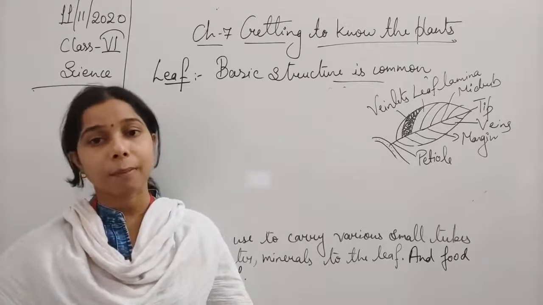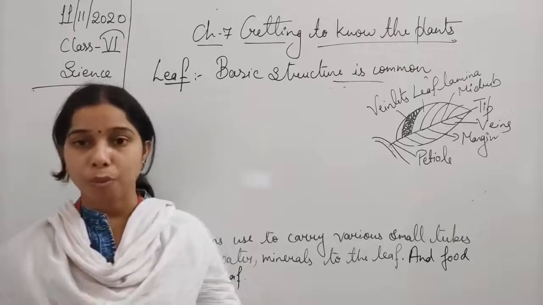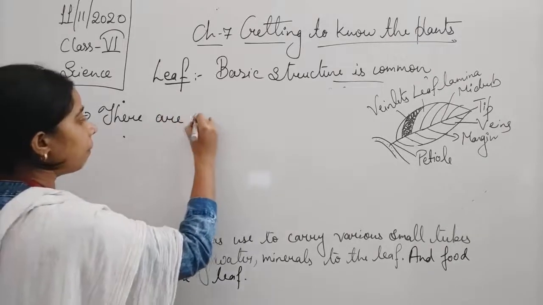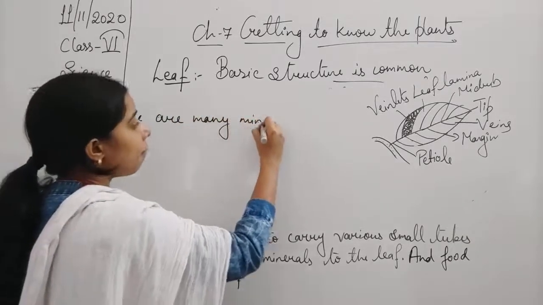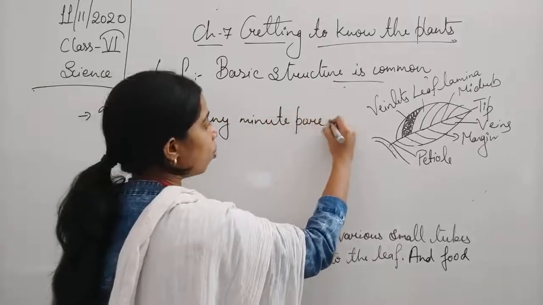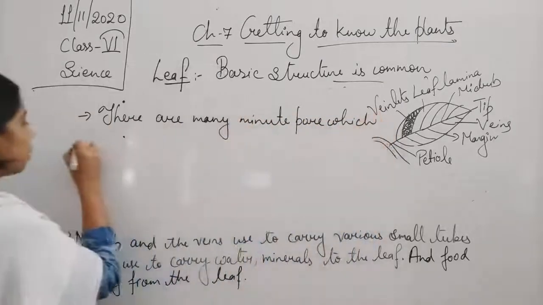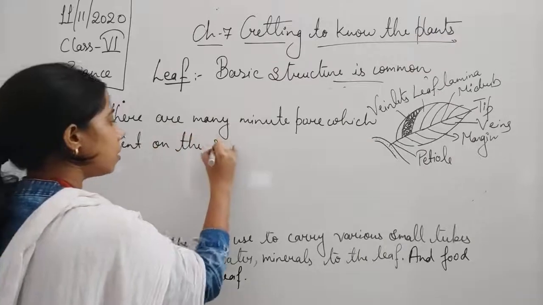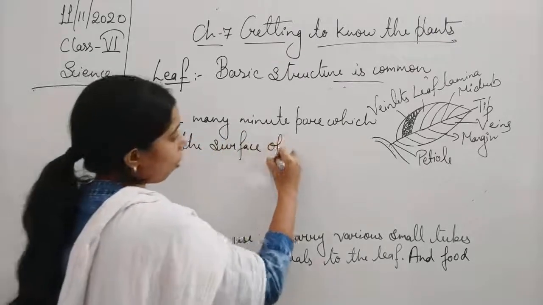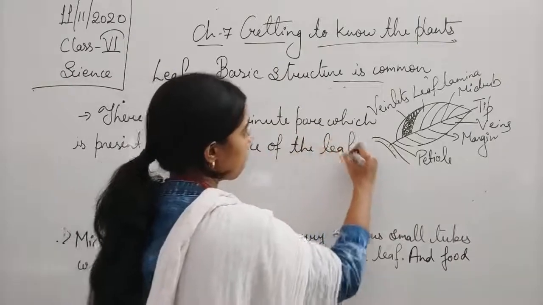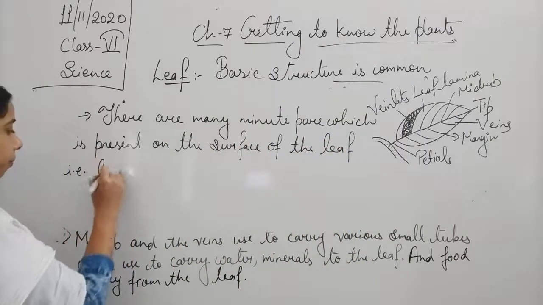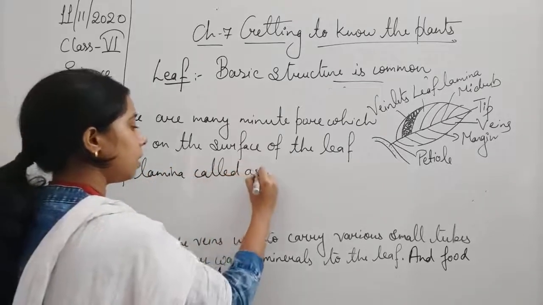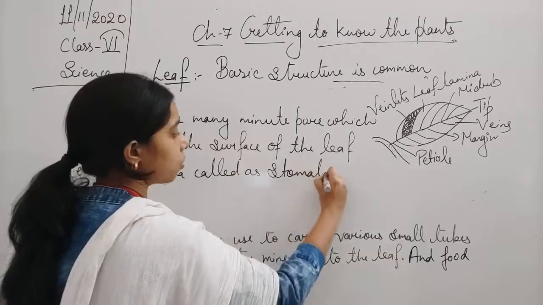So when you keep it under the microscope, you will observe small minute pores that are known as the stomata. So you can write that there are many minute pores present on the surface of the leaf, that is the leaf lamina, which are called stomata.